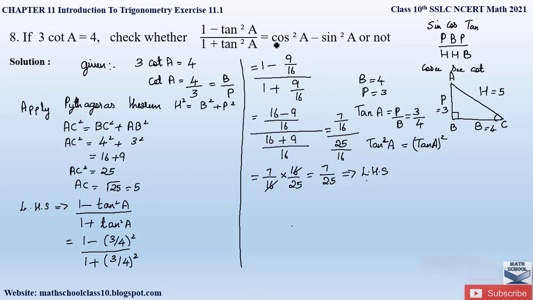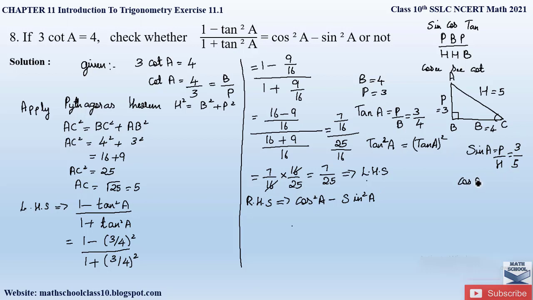Now let us find out the value of the right hand side part. Right hand side is equal to what? Cos square A minus sin square A. Now let us first find out the cos and sin value. So sin A is what? Sin A is perpendicular by hypotenuse. So here perpendicular value is 3 and hypotenuse is 5. Sin A is 3 by 5.